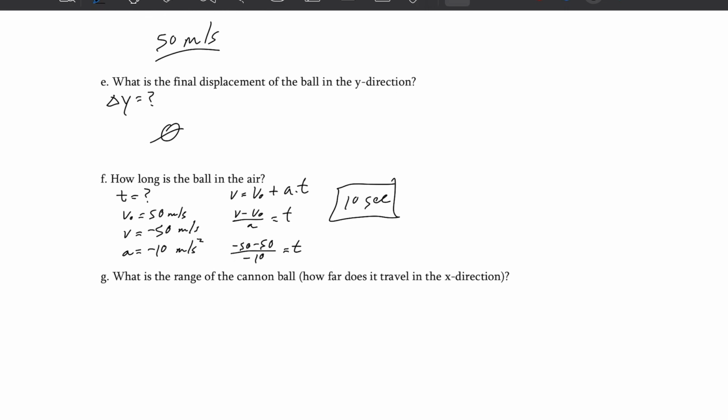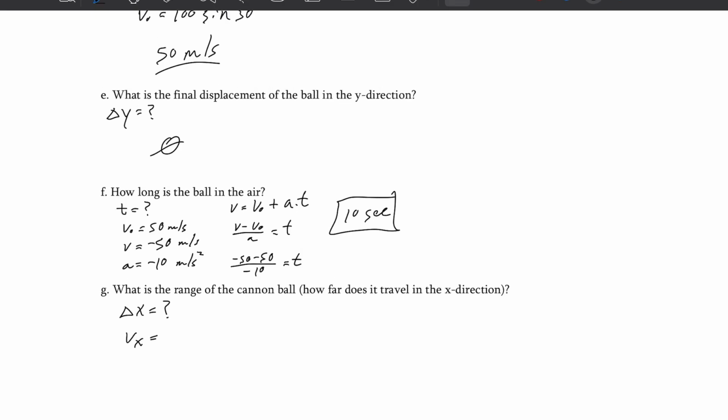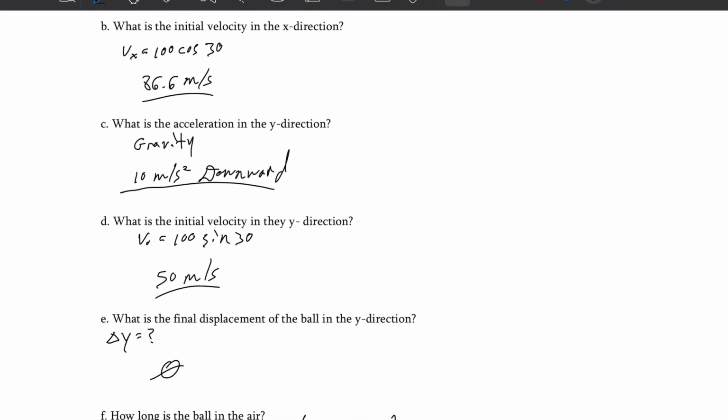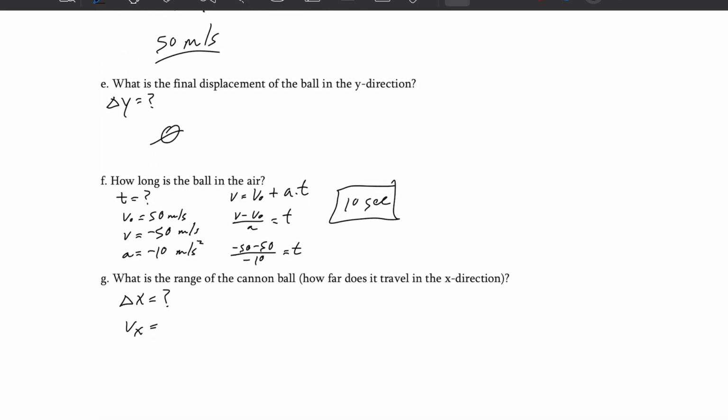What is the range of the cannonball? The range is delta x. Delta x is the range, it's how far it goes. So we're looking for delta x, and we know delta x is Vx times t. So let's look up for our Vx. Looks like it's 86.6. We calculated that earlier, so let's go ahead and put that in. And then the time, we got the time just a second ago at 10 seconds. So delta x is Vx times t. Delta x is 86.6 times 10. So our range should be 866 meters.